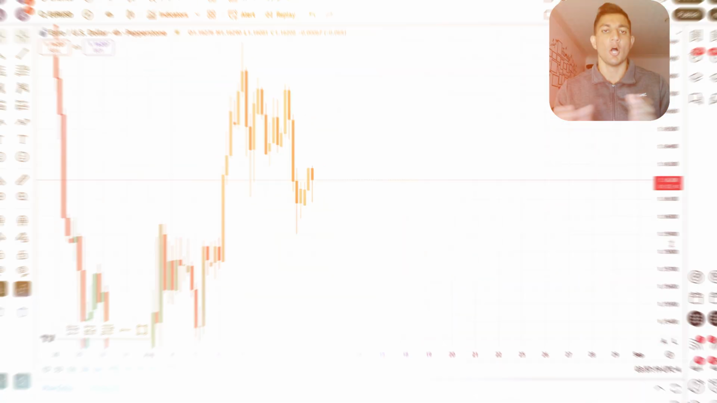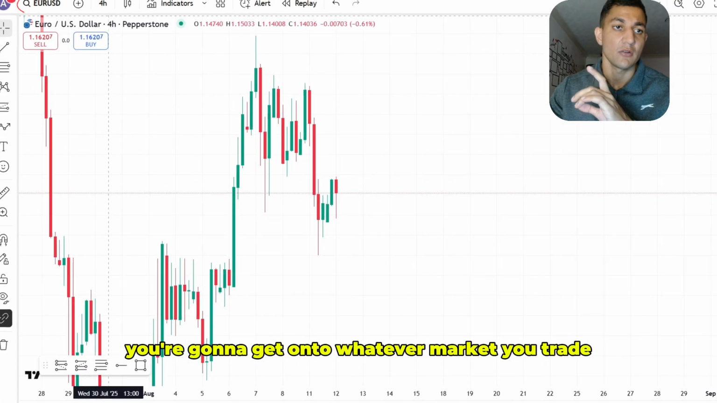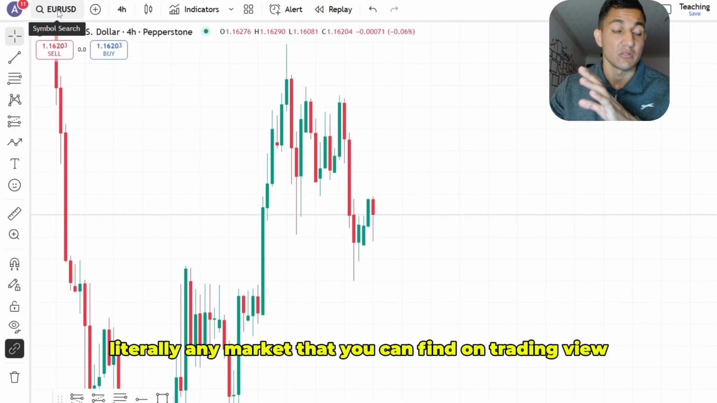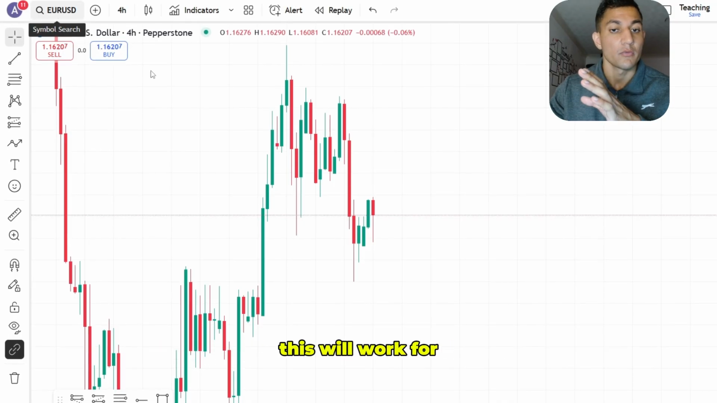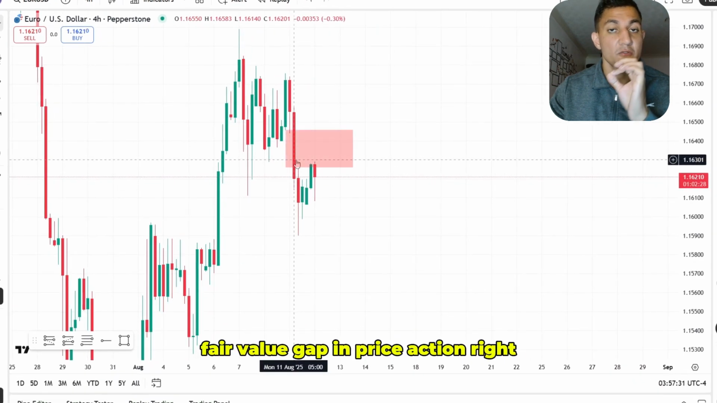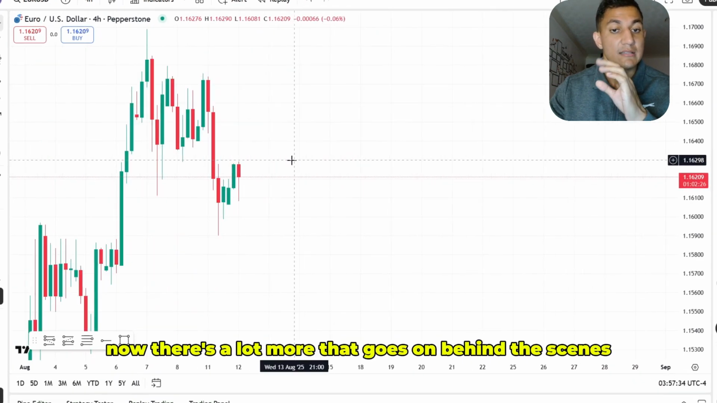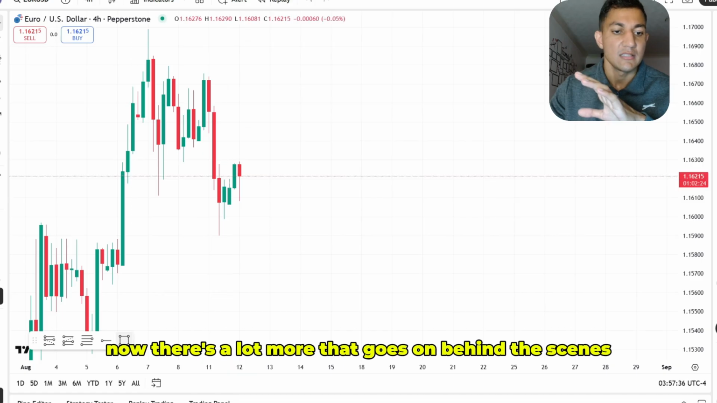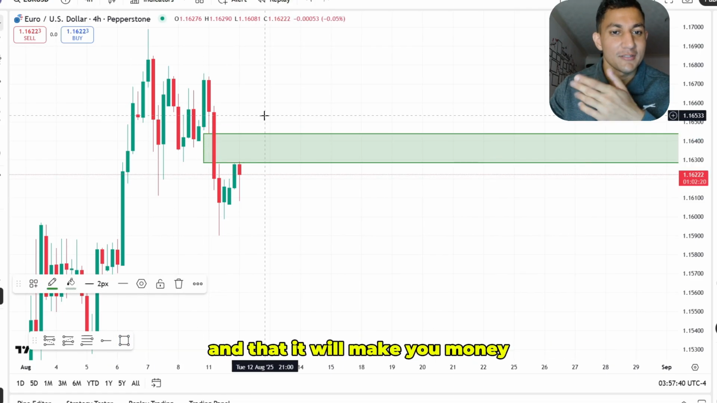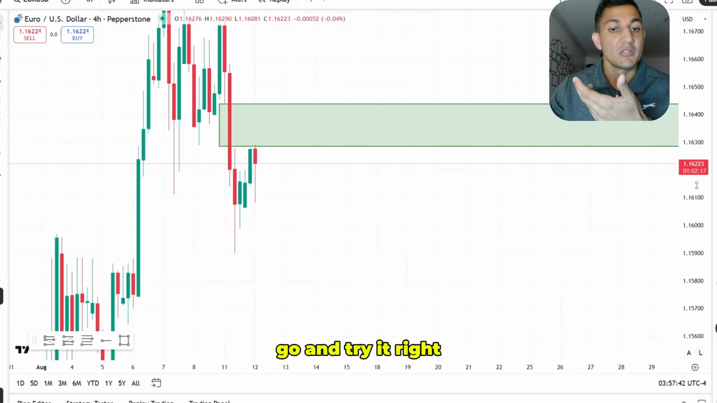Okay, so for this strategy, what you're going to do is get onto whatever market you trade. And by whatever market, I mean literally any market that you can find on TradingView. This will work for it. And you're simply going to get onto the 4-hour chart and mark out the most recent fair value gap in price action, right? Now, there's a lot more that goes on behind the scenes, which you don't need to know. All you need to know for this strategy is that it works and that it will make you money. And if you don't believe me, go and try it, right?